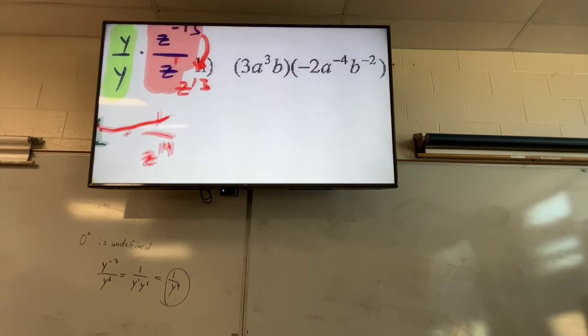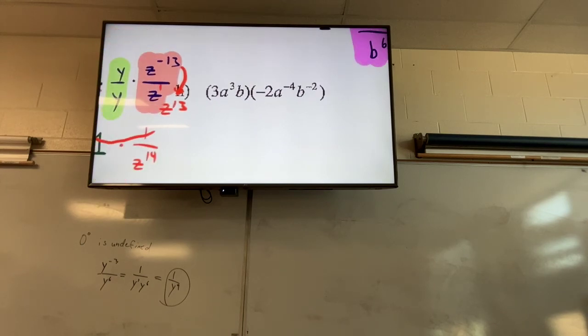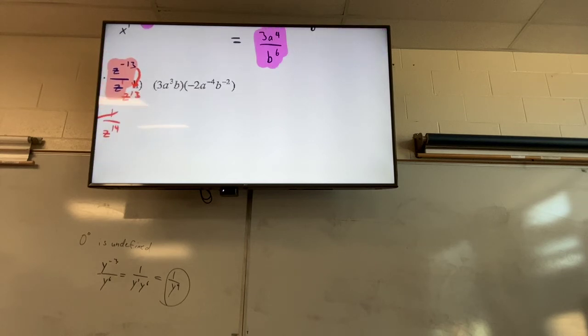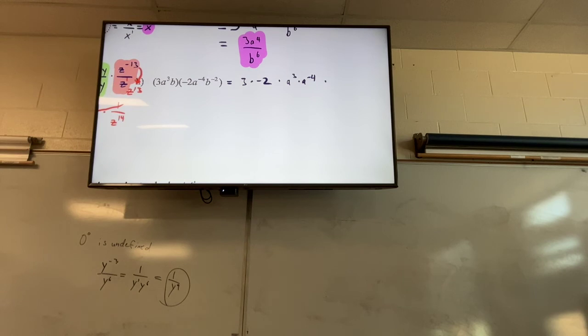Alright, here's a good one. Right? So I encourage you to rewrite this as, okay, multiply your constants together, 3 times -2. Times, multiply your a's together, a to the cube times a to the -4. Multiply your b's together, b times b to the -2. So we haven't actually done anything other than reordering all of our factors, right? We just reordered everything. Okay? Is that confusing us or no?